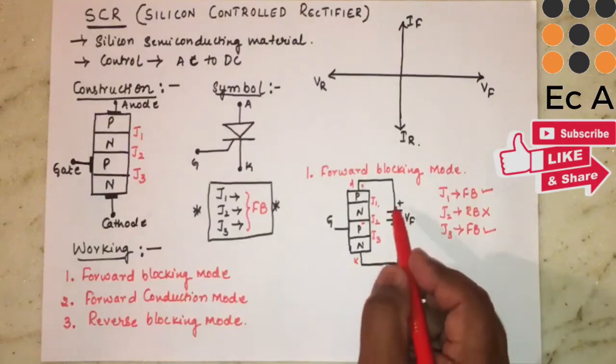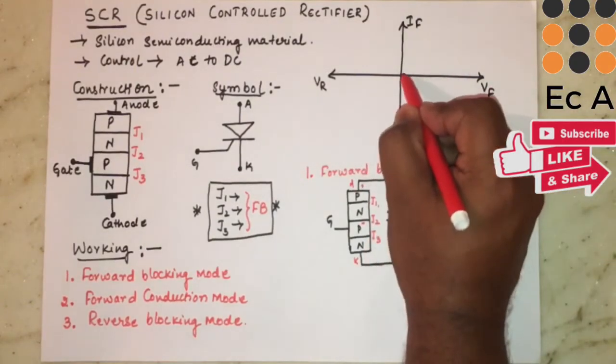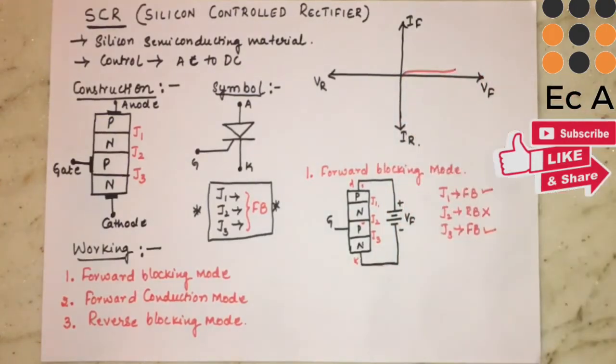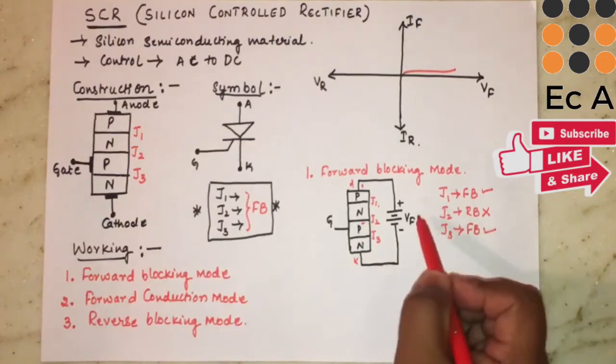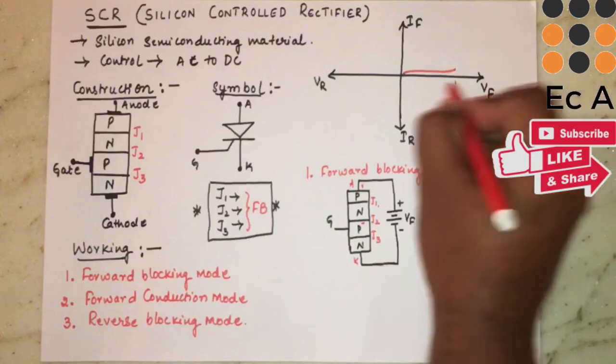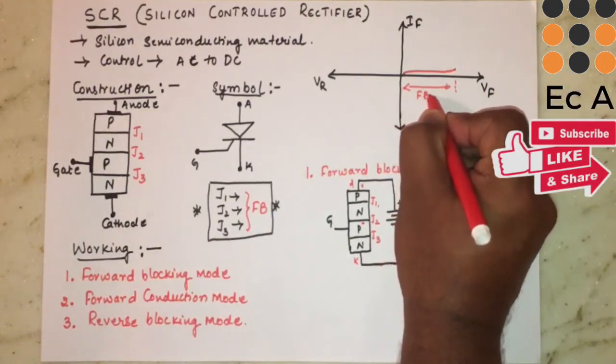As we keep on increasing the forward voltage, there will be a small current flowing through the SCR. That current will not increase even if we increase the forward voltage. This mode is known as the forward blocking mode.